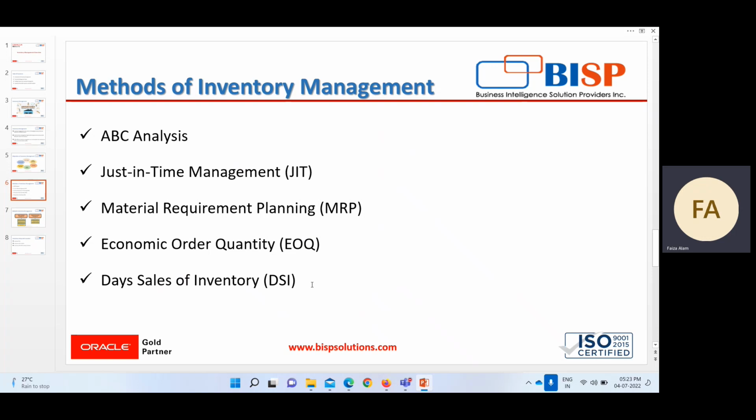And days sales of inventory is concerned with the financial ratio, the ratio that is dependent on the average time. So these are the methods, and based on the requirements of the business and company needs, every method or technique varies. They take up the methods, and they follow the methods based on their requirement.